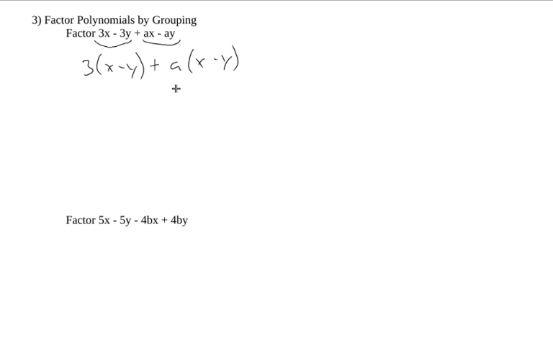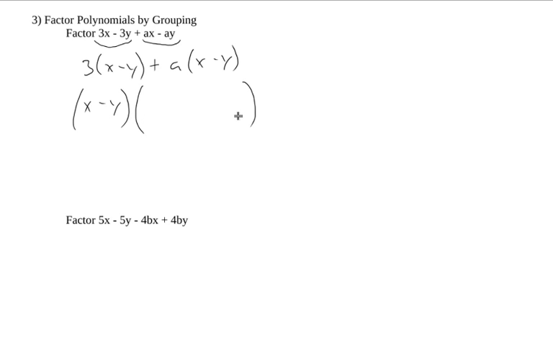So in the first step here, I factored out a 3 from the first 2 terms and an a from the last 2 terms. And in doing so, I actually now can see that there's an x minus y in common between these, because now I essentially only have 2 terms. There's that term and that term. And they both have an x minus y as their common factor. So I will factor that out.